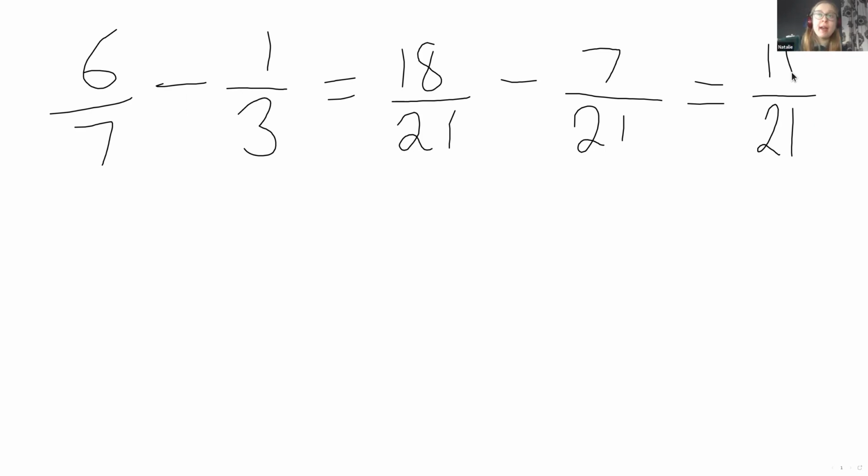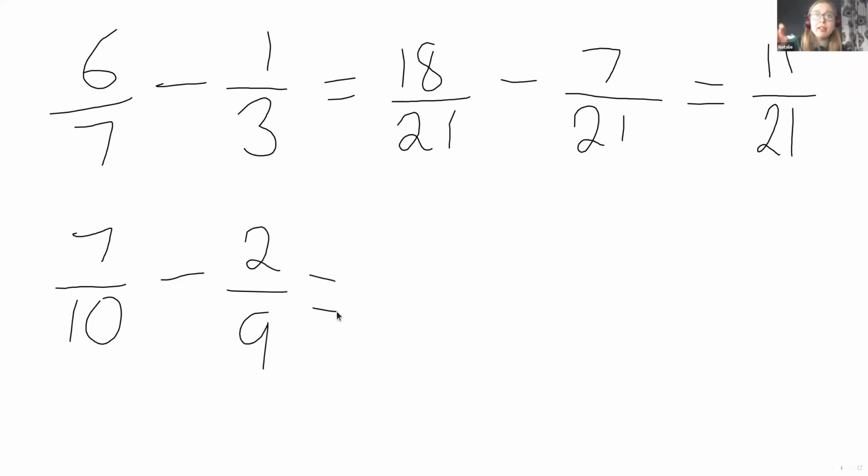Let's have a go at another one together. So this time, I'm going to do 7/10 take away 2/9. Why don't you pause the video now and have a go at that one yourself? See if you can have a go. I need a number that's going to be in the 9 and the 10 times table. Well, I can't think of an easy one, so I'm just going to times them together. I'm going to pick 90.